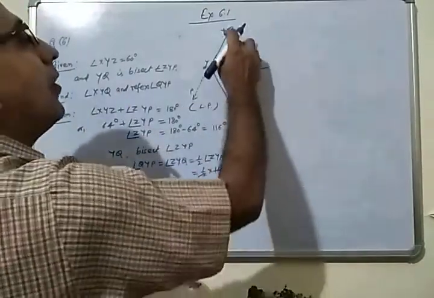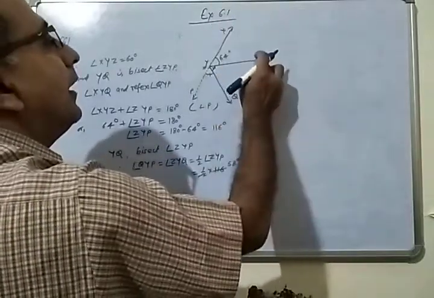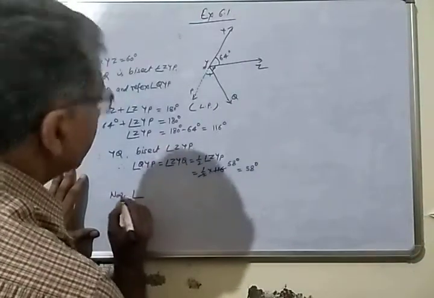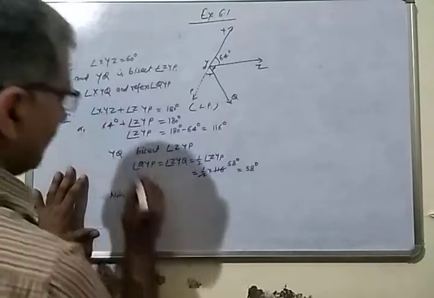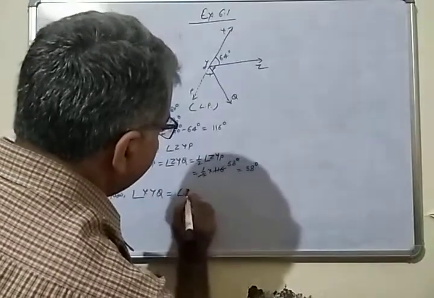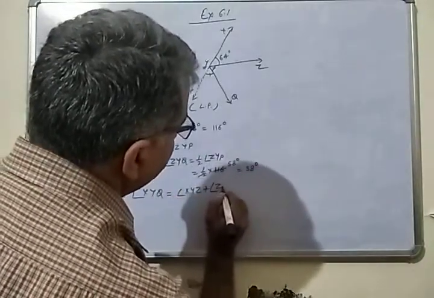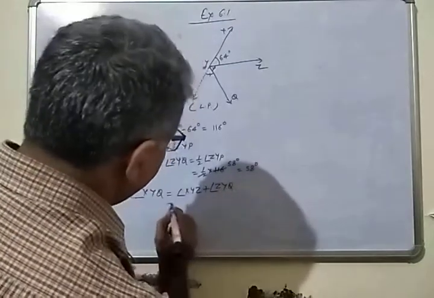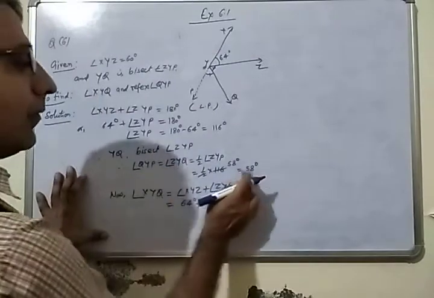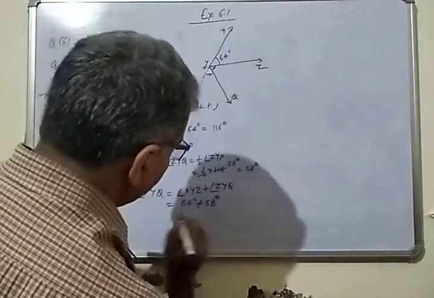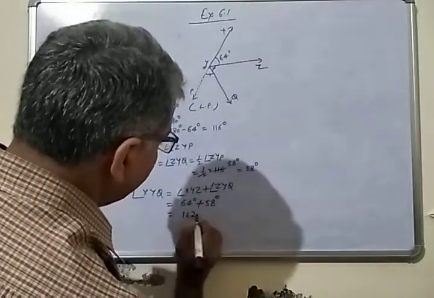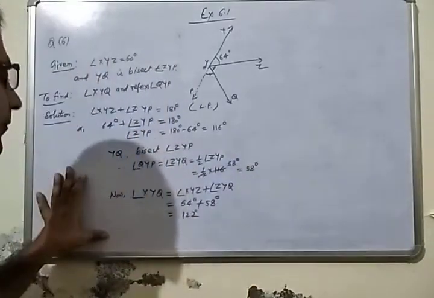This will be the sum of XYZ and ZYQ. Now angle XYQ will equal angle XYZ plus angle ZYQ. XYZ is 64 degrees plus angle ZYQ equals 58 degrees. This will be 8 plus 4 is 12, carry 1, 5 plus 6 is 11, plus 1 is 12. This will equal 122 degrees.